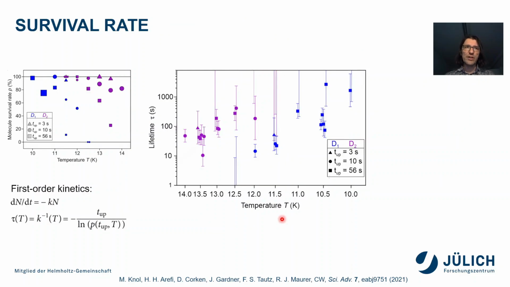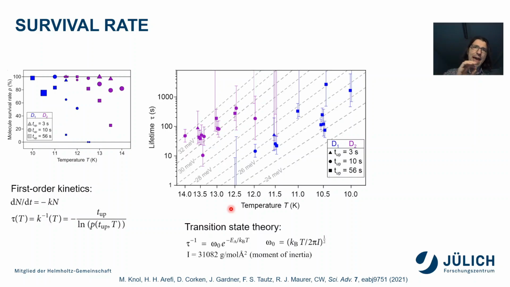Now, we can also plot the data in the form of an Arrhenius diagram of lifetime versus temperature here. And from transition state theory, we can plot the curves that we would expect for various magnitudes of the stabilizing potential. And as you can see, in our data, this potential is somewhere between 26 meV and about 31 meV, depending on the type of pedestal.